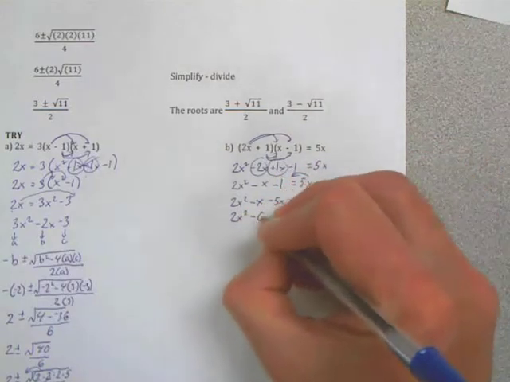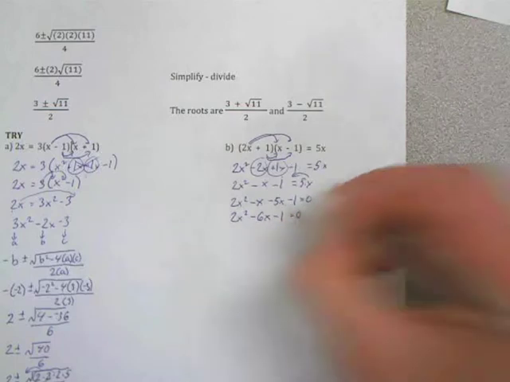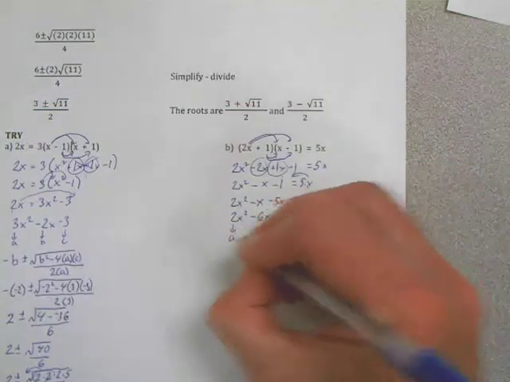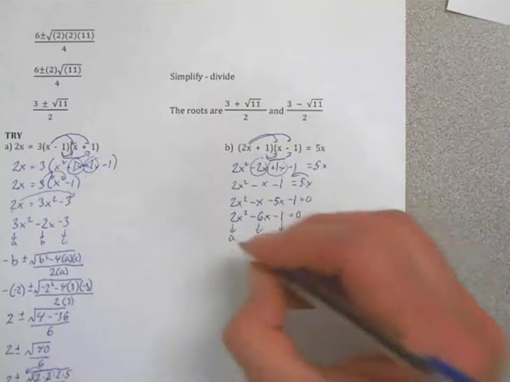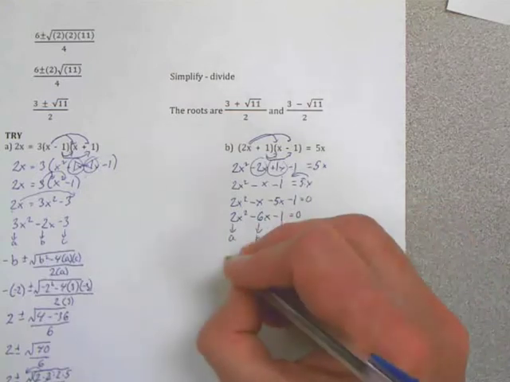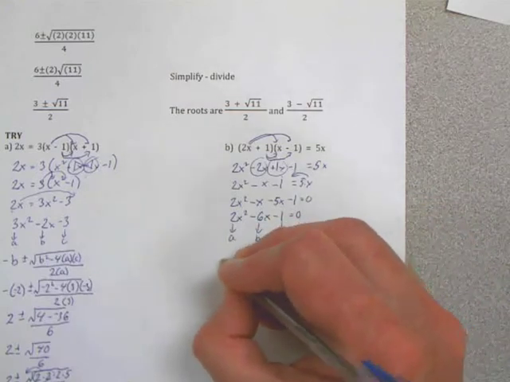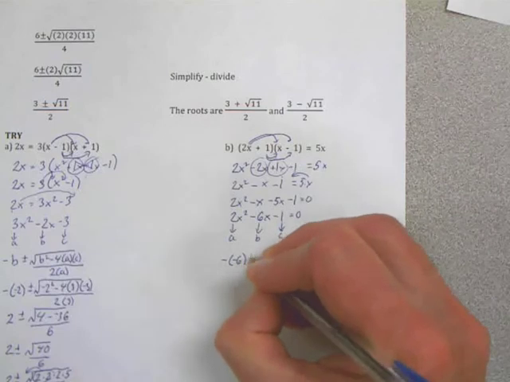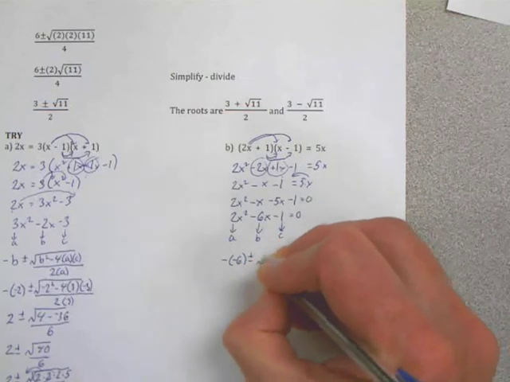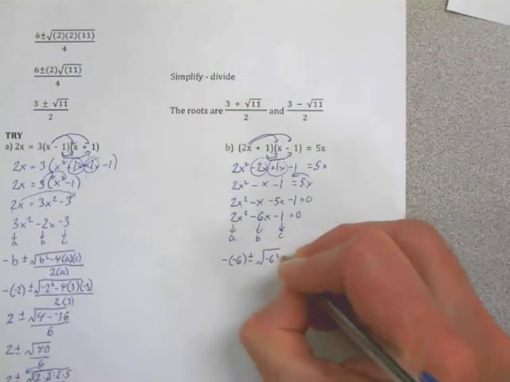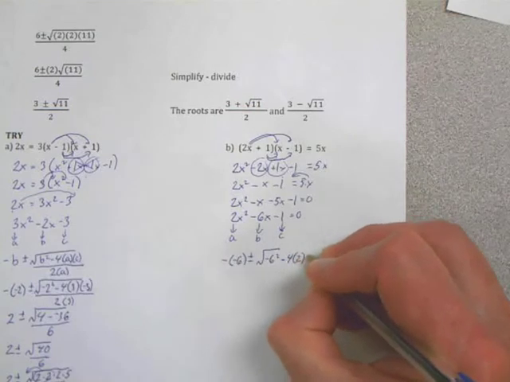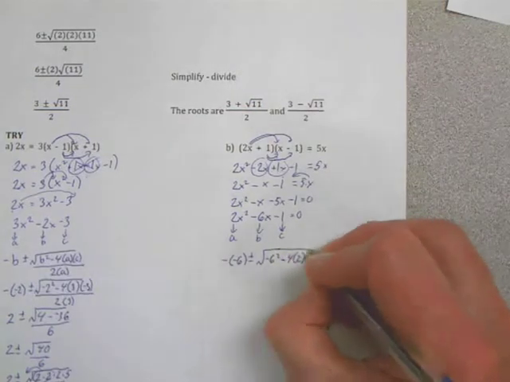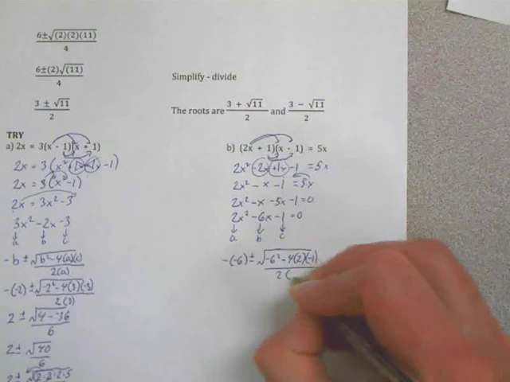2x squared minus 6x minus 1 is equal to 0. There it is. There's my A, B, C. Plug it in the equation. So B is going to be negative 6 plus or minus the square root of negative 6 squared minus 4 times A, which is 2, times C, which is negative 1, divided by 2 times A, which is 2.